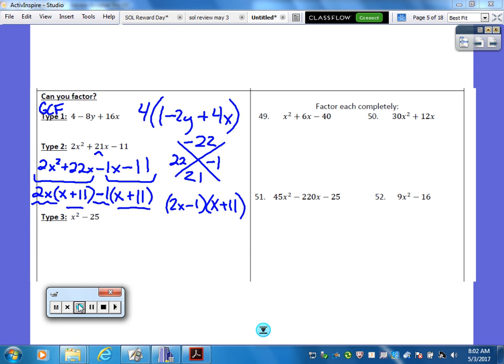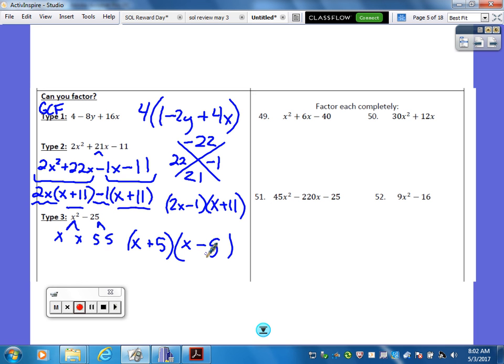Alright, type 3 type of factoring is right here, x squared minus 25. So we've got something that's x times x and something that's 5 times 5. We call those perfect squares when the same thing multiplies to those. And all we do is we add and subtract the same thing. So x plus 5, x minus 5. Again, that's called difference of squares.